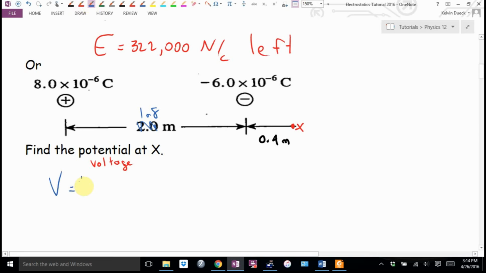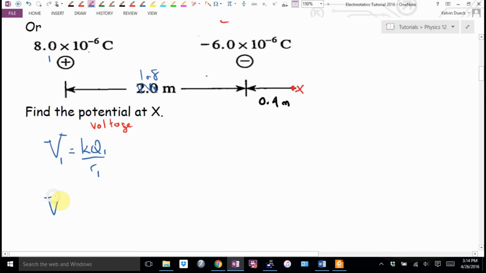There it is. So this is my equation for voltage. This is going to be the voltage from charge 1. Then I'm going to find the voltage from charge 2. And then I'm going to add them up, tip to tail, scalars.